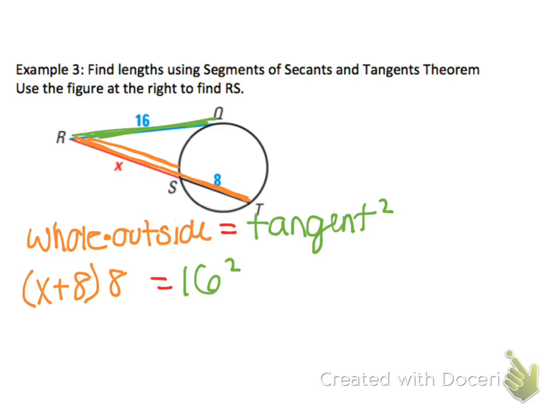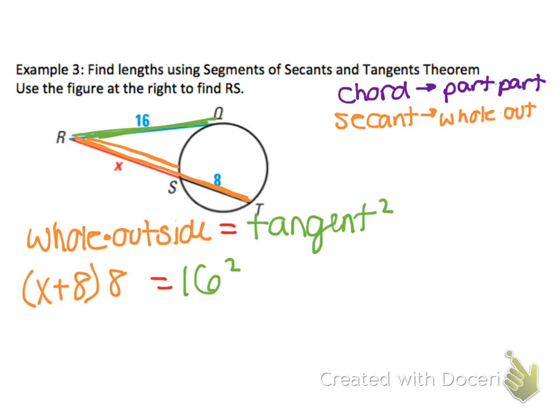So if it's a chord, you're going to do part times part. If it's a secant, you're going to do whole times outside. And if it's a tangent, you're going to do tangent squared. Let's actually write that up here. So one more time. If it's a chord, you're going to do part times part. If it's a secant, you're going to do whole times outside. And if it's a tangent, you're going to do tangent squared.